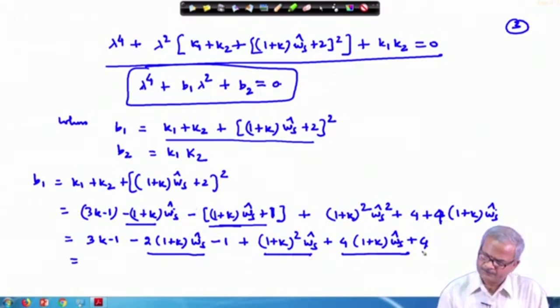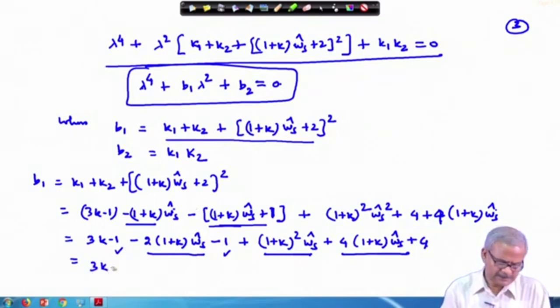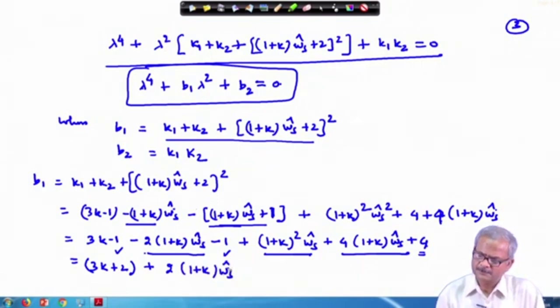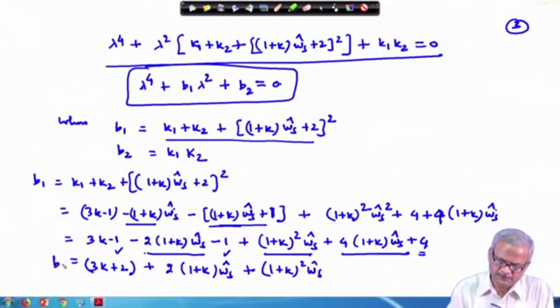So, this becomes, and here we have minus one minus one. So, this becomes 3 k plus 2, if we take this into account. So, 3 k plus 2, and from this place we will have 2. This is coming with a minus 2 sign, but this has a plus sign. So, this becomes 2 times (1 plus k) times omega s cap, okay, and lastly we have this term plus (1 plus k) whole square omega s cap square. So, this is your B 1 term.